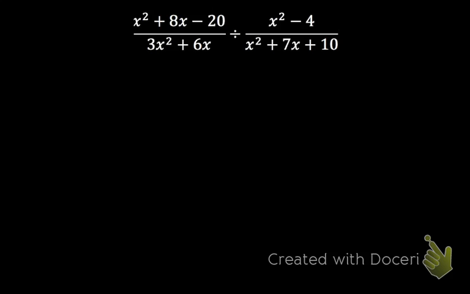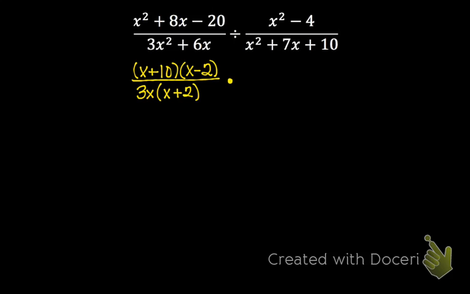So when we do this, remember we're going to first look for all the factorizations of the numerators and denominators. So this first one, x squared plus 8x minus 20, we need it to multiply to negative 20 and add to positive 8. That's going to be x plus 10 and x minus 2. In the denominator, I can only take out a GCF, which is going to be 3x times x plus 2.